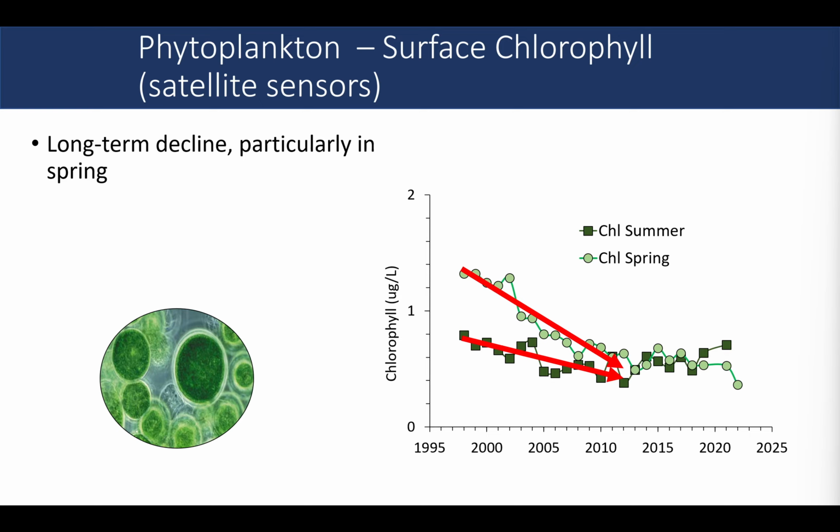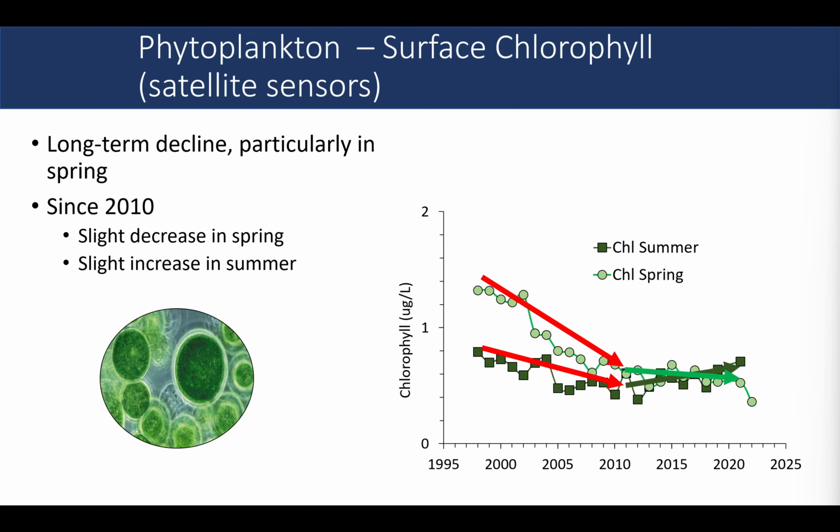And if we look at phytoplankton, this is using satellite chlorophyll. We see, again, pretty sharp decrease in the spring bloom, which is the top values, the top line. And then also decreases in summer, but in the past decade, really pretty stable values. It is very low. And again, it's stabilized in the past decade.